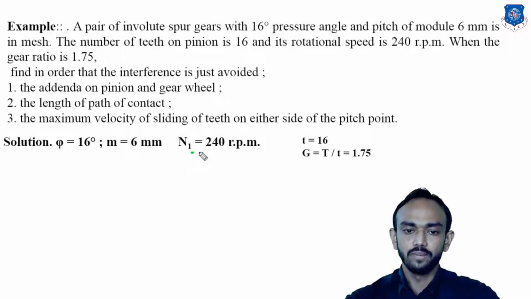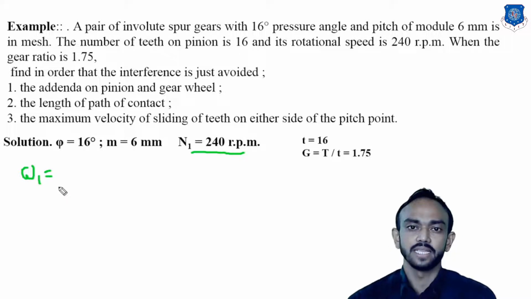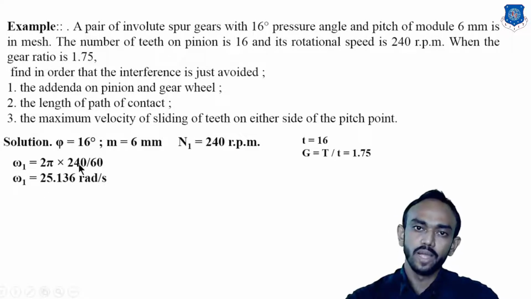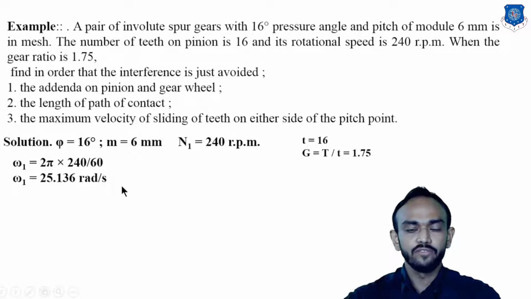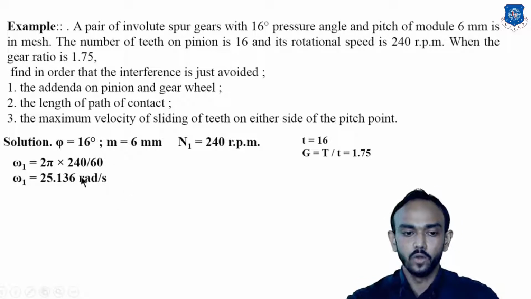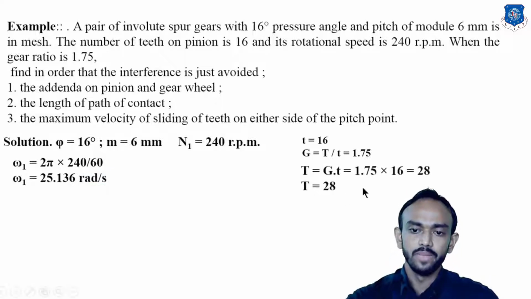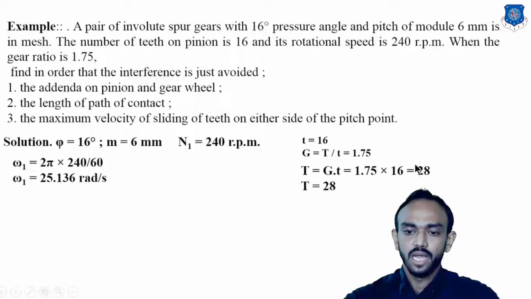Using the rpm of 240, you can find omega 1, because omega 1, the angular velocity of the pinion, is equal to 2 pi N1 by 60. So 2 pi into 240 by 60, and the answer will be 25.136 radian per second. Don't forget the unit, radian per second. In the same way you can find capital T, because capital T is equal to G into small t, and the answer is 28. So now capital T and small t are known, and omega 1 is known.